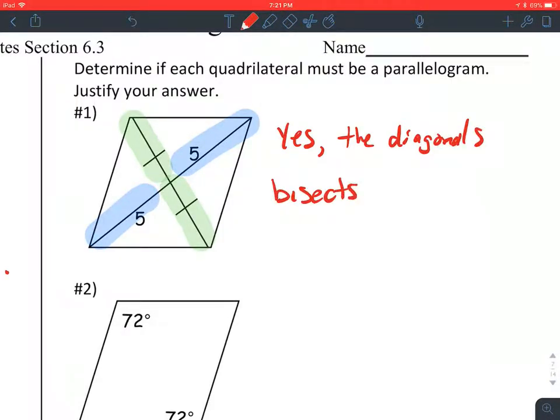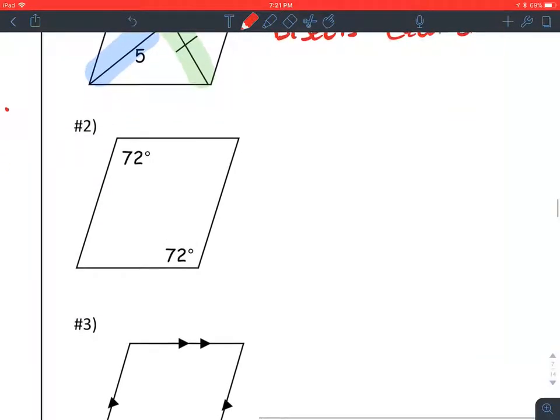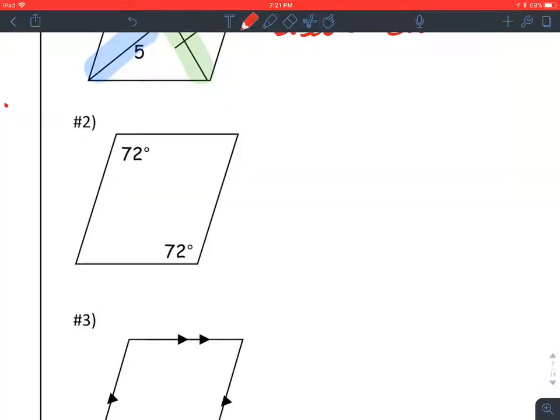We would like to name a theorem, but the theorem that we use for this doesn't have a name. So we just basically say what in the theorem makes it true. Number 2, this is basing it on the theorem that if both pairs of opposite angles are congruent, then it's a parallelogram. We have one pair of opposite angles the same. We have no idea what's happening in these angles. So this one is a no.